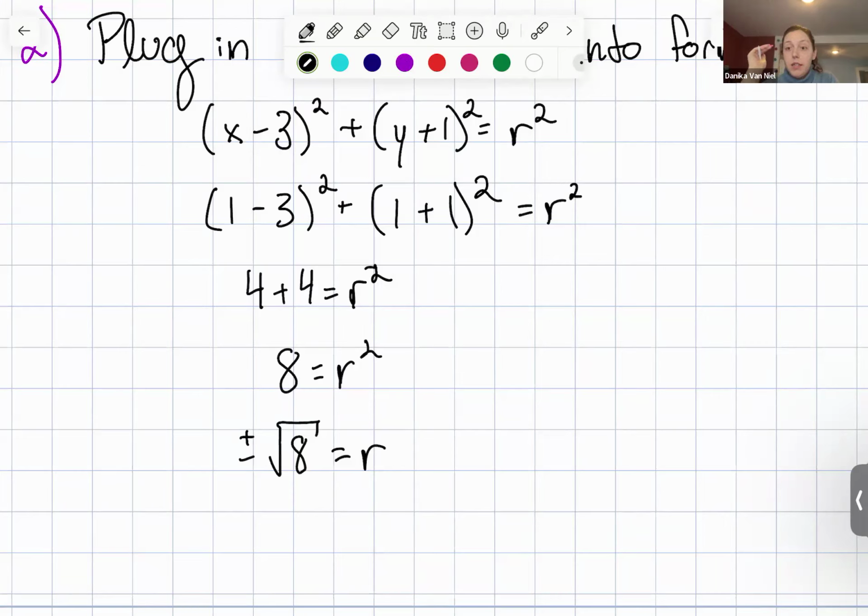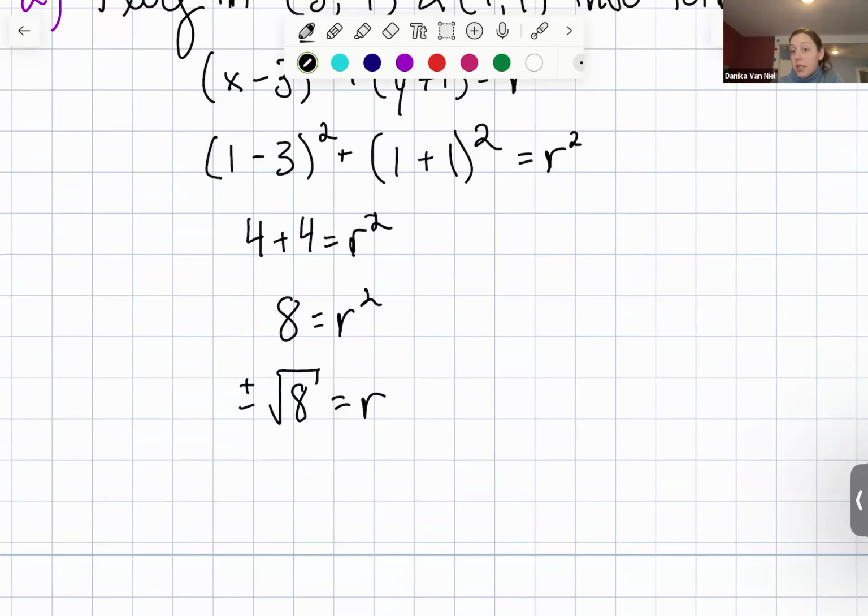Oftentimes in this class, especially in 224, we'll be faced with things like this, and the negative one just doesn't make sense. So you pick the positive one, because at least for me, that makes more sense. So r equals positive square root of 8. But remember, I'm not done.